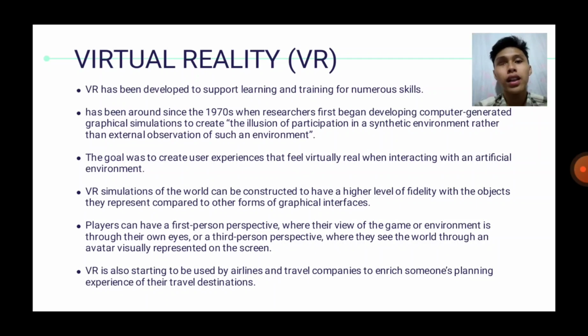VR simulations of the world can be constructed to have a higher level of fidelity with the objects they represent compared to other forms of graphical interfaces. Players can have a first-person perspective, where their view of the game environment is through their own eyes, or a third-person perspective, where they see the world through an avatar visually represented on the screen. VR is also starting to be used by airlines and travel companies to enrich someone's planning experience of their travel destinations.